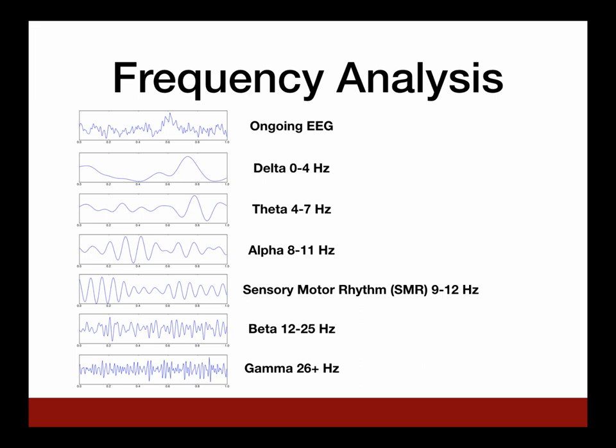And recently, gamma has become a hot button issue because it tends to happen at frequencies above 26 hertz, and most people tended to filter down to about 30 hertz. But now there's an interest in this high gamma that happens almost all the way up to 100 hertz and how that relates to different clinical issues.